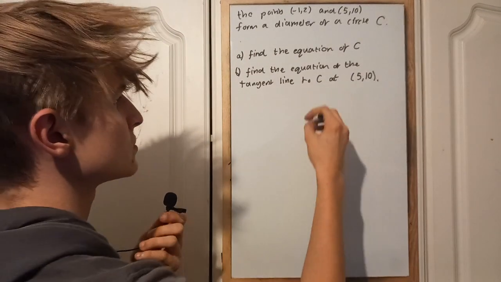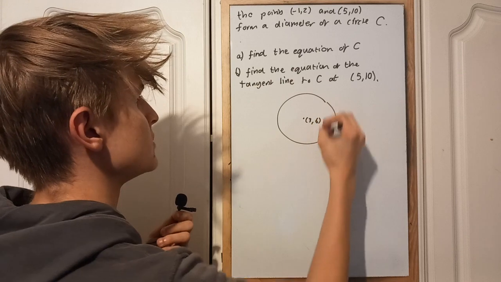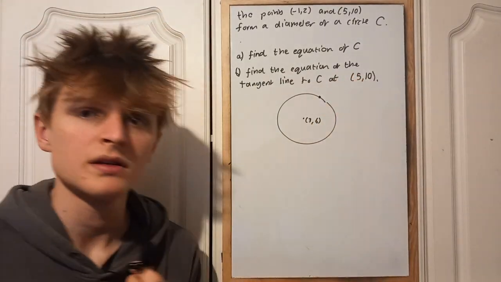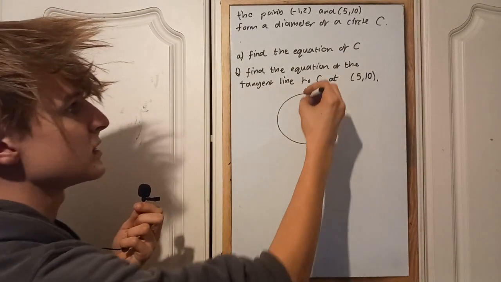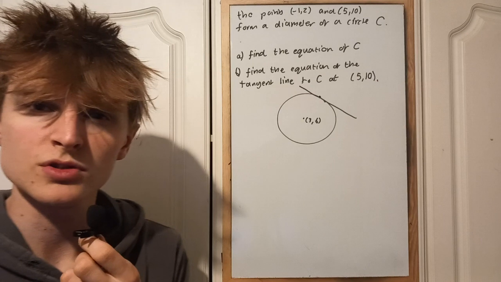So let's draw our circle. Boom, there's its center at (3, 6), lovely jubbly. And (5, 10) will just be about up here. Okay, and we need to find the equation of this tangent line here that just comes in and kisses the circle just once.